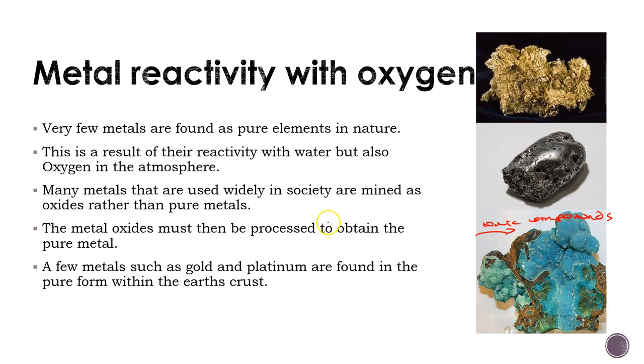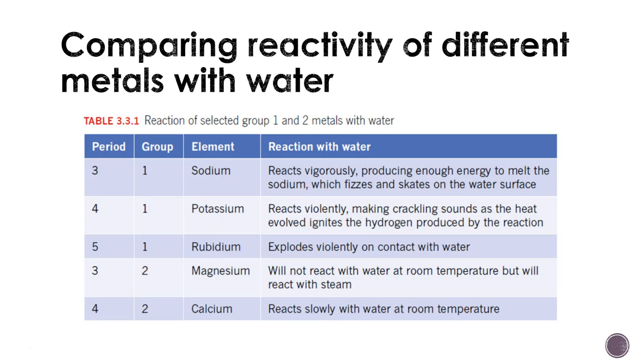When we say we're mining aluminium, we're actually mining bauxite and then processing it into aluminium. These metal oxides undergo a large amount of processing. Only gold and platinum and a few others are found in the Earth's crust as pure metals. When we move on to comparing our reactivity, we can describe these comparisons by doing different reactions with water and looking at the observations that we have.